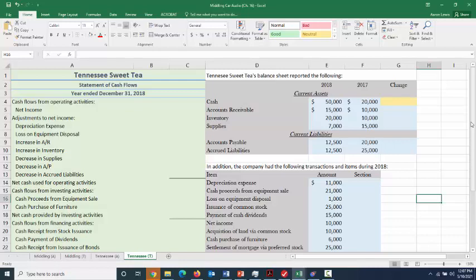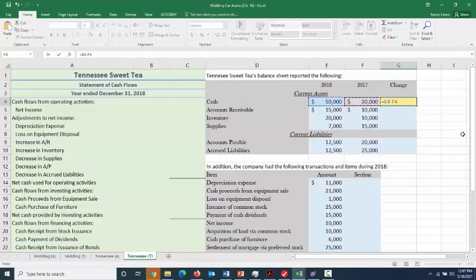All this information has been consolidated into these charts on the side over here for ease. So let's start by finding our change to our current assets. We are reporting cash of $50,000 at the end of the current period. We had $20,000 in cash the last time we reported at the end of 2017. That is a $30,000 increase to cash in total.